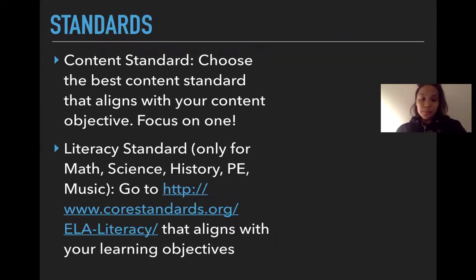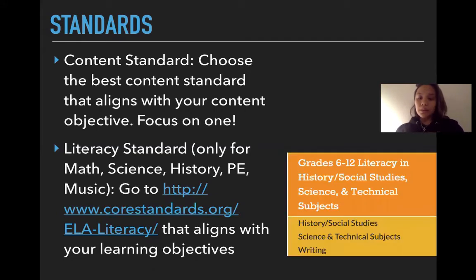And also, this is only for math, science, history, PE, or music classes: you also need to choose a literacy standard. The CalTPA wants to know that you are explicitly incorporating literacy into your lessons, right? So you're going to go to this website. There's a link in the folder this week, and choose a literacy standard that aligns with your learning objectives. When you go to this website, you'll see this area, and then just click on the appropriate subject and figure out which literacy standard aligns with your lesson.